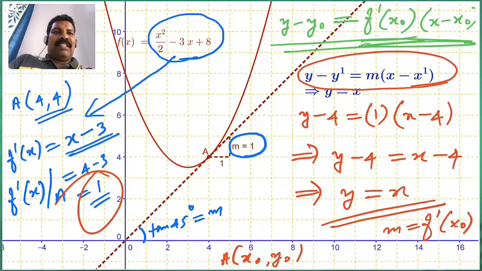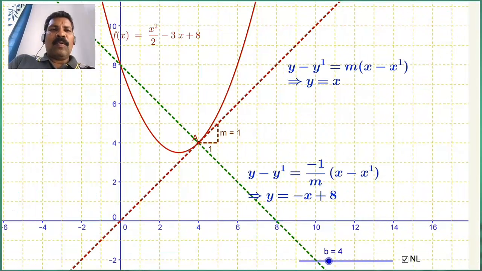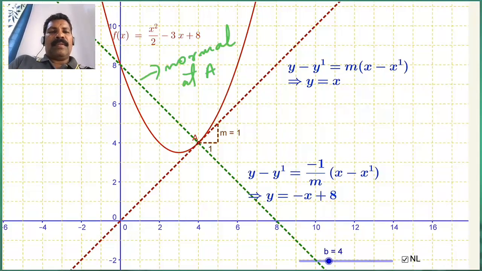So using this equation we can find the equation of the tangent. Now let us draw a line which is perpendicular to the tangent at A. That is this green line. This is what is called the normal to the curve at capital A. Then how to find its equation? So we have to find the slope of the line first of all. So we know m is the slope of the tangent at A, and let capital M be the slope of the normal.